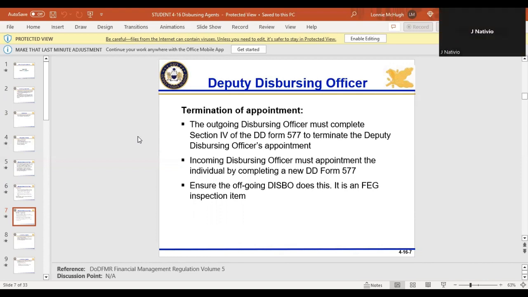Sir, when you say terminate, is that terminate if orders change or terminate for bad or just causes? Or is it just, when would you terminate? Yeah, either one of those.